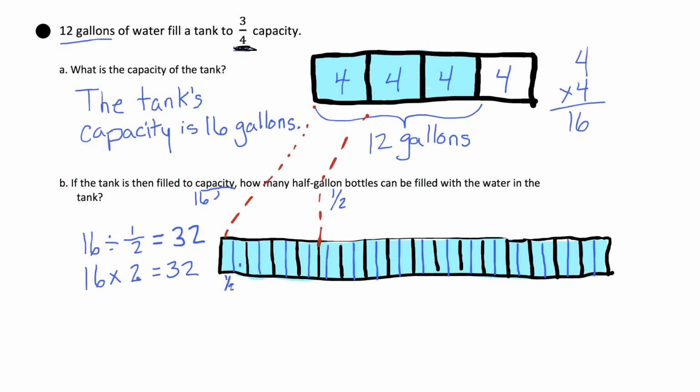That's because 2 is the reciprocal of 1/2. If I flip 1/2 over, I get 2 over 1, which is really just 2. So it's 16 times the 2 units in each gallon that I need to fill 2 water bottles, 1 water bottle per half gallon. So the answer here is 32 half-gallon bottles can be filled with the water in the tank.